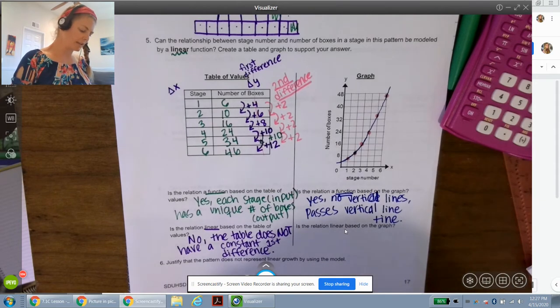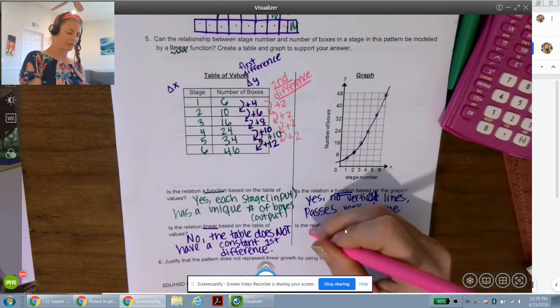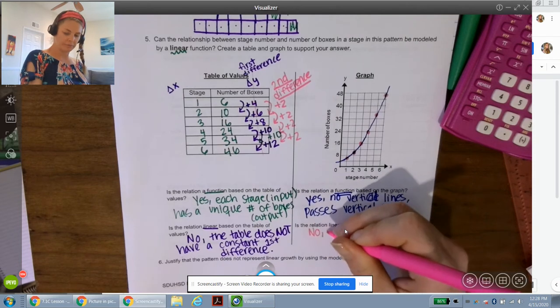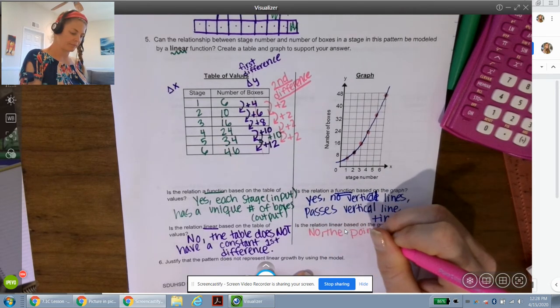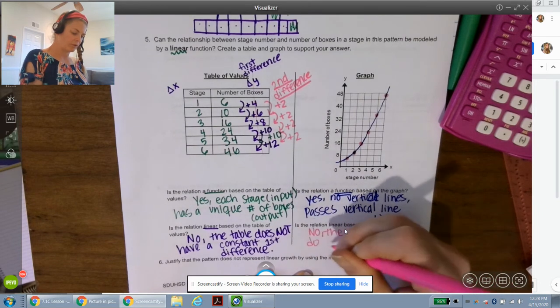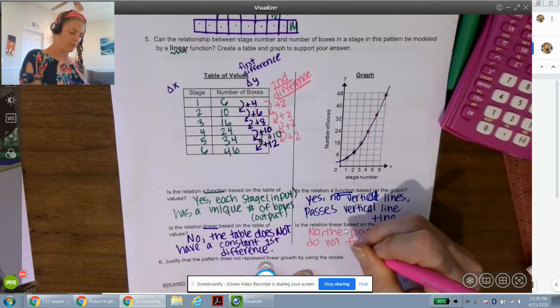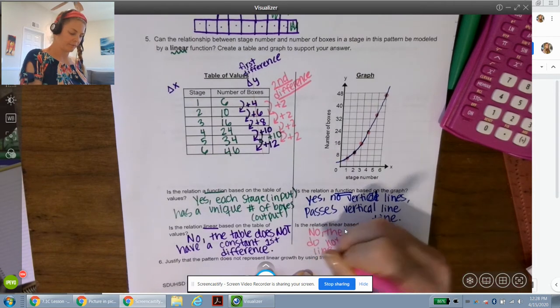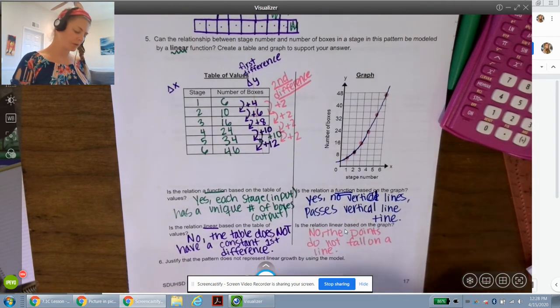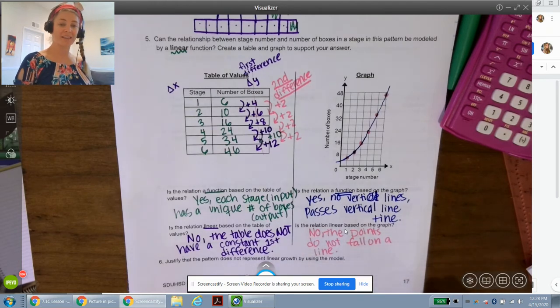Okay, is the relation linear based on the graph? No. The points do not fall on a line. Say the graph is curved if you wanted to. So justify this pattern does not represent linear growth by looking at the model.